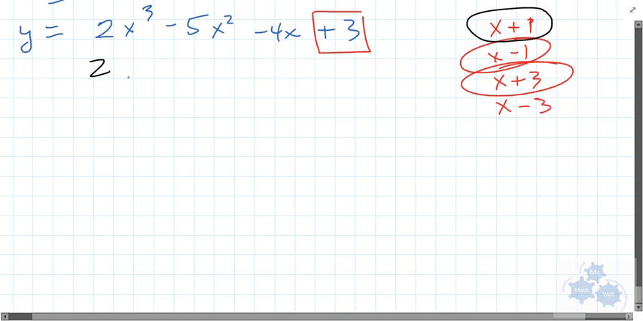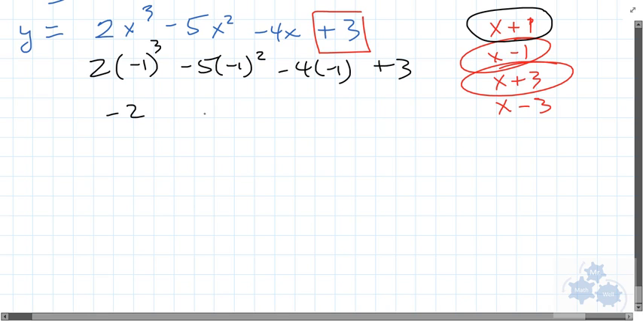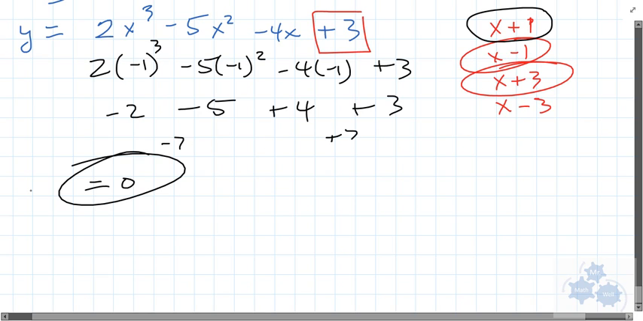So let's try this. 2 times, let's do a negative 1 here, 5, negative 1, 4, negative 1, plus 3. That's going to be, cubed, that's going to be negative 2. That's going to be minus 5. That's going to be plus 4. That's going to be plus 3. Negative 7 plus 7. That equals 0. Ta-da! Very good. So what does this tell me? Factor theorem says that what?